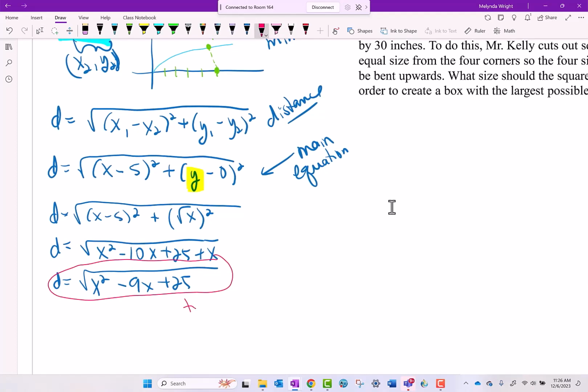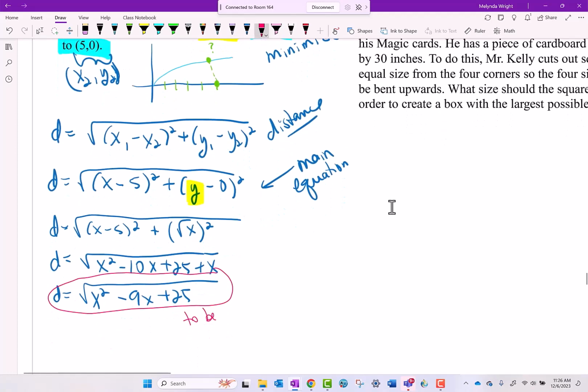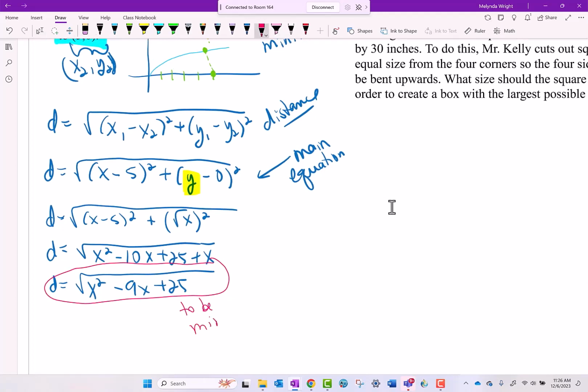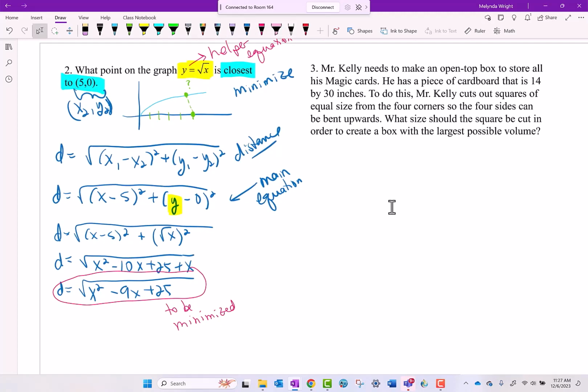So this is to be, because what are we doing? We're minimizing, we're finding the closest. This is to be minimized. And that'll be in the next lesson where we would continue that. All right, questions on this setup?